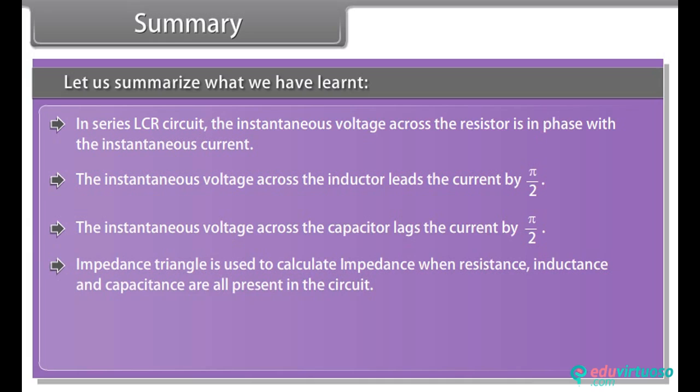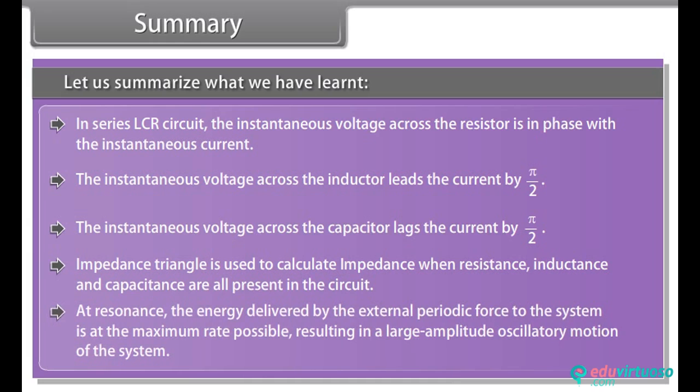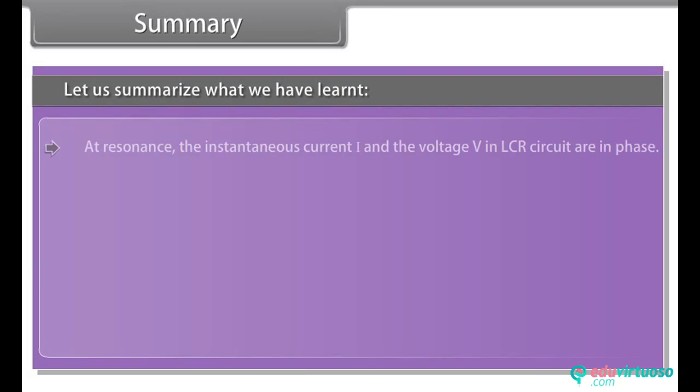Impedance triangle is used to calculate impedance when resistance, inductance and capacitance all are present in the circuit. At resonance, the energy delivered by the external periodic force to the system is at the maximum rate possible, resulting in a large amplitude oscillatory motion of the system. At resonance, the instantaneous current I and the voltage V in the LCR circuit are in phase.